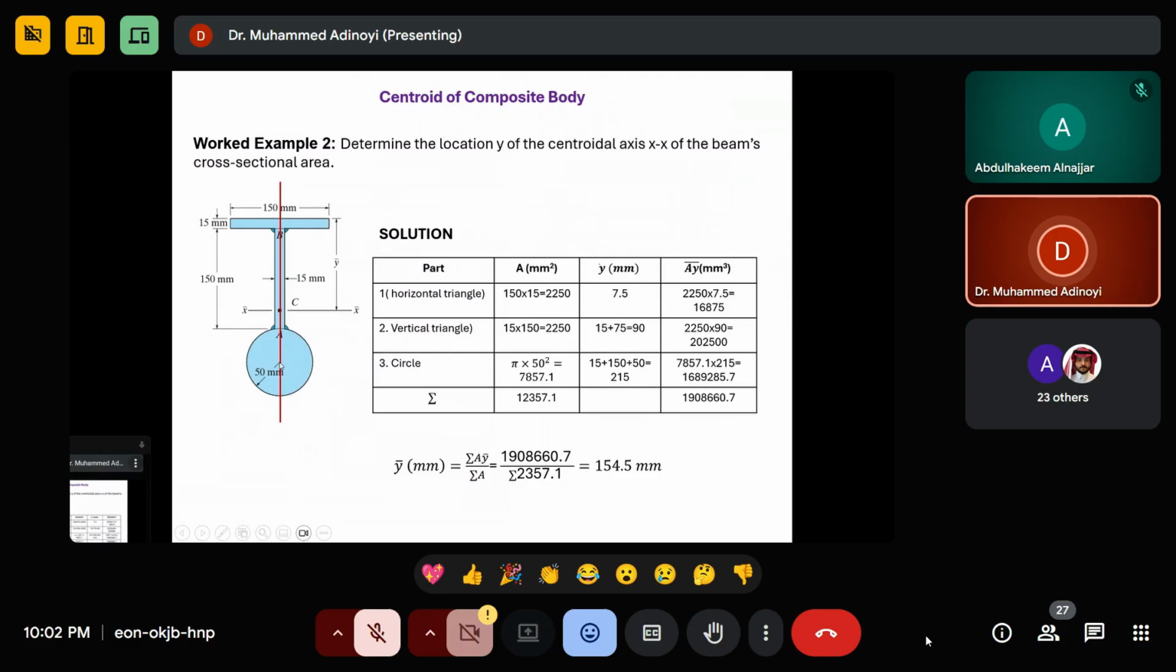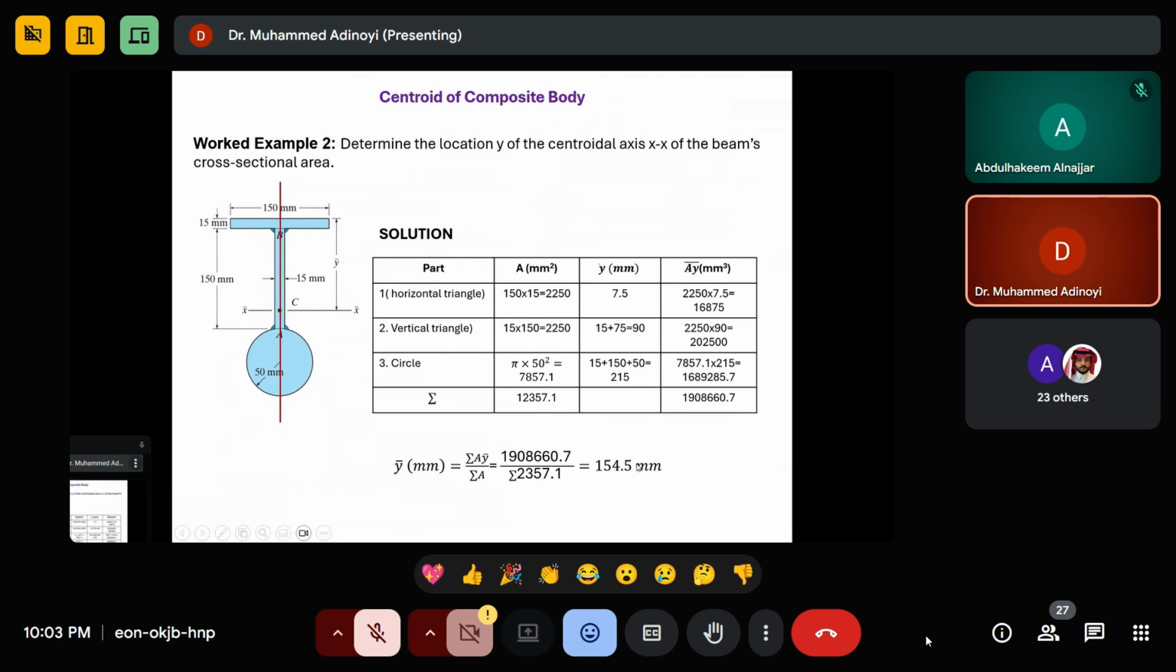The same thing, I know this one is here, but since I'm coming from up here, I have to add this, and then have half of this. That's why I have 15 plus 150 plus this. So I have to multiply this by this, which is what I did here, to have this, this, this, this. Then you use the equation: the summation of A y bar divided by the summation of A.